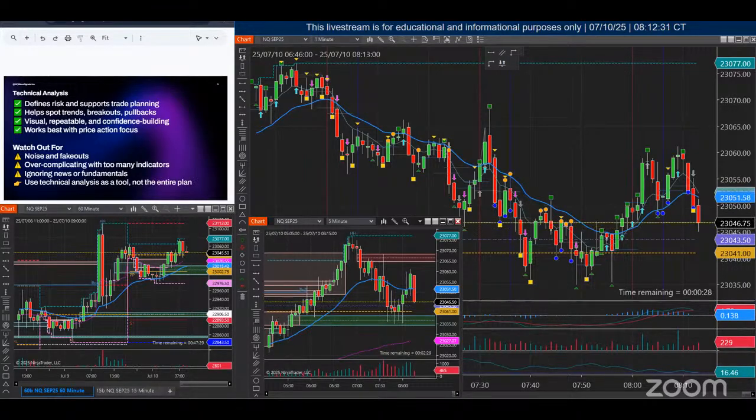And also technicals are visual. They help me see who is winning, bulls or bears, and I don't have to guess. I can read the candles, look at the price action, maybe spot a trend or a reversal, and that can help me build confidence to pull the trigger.